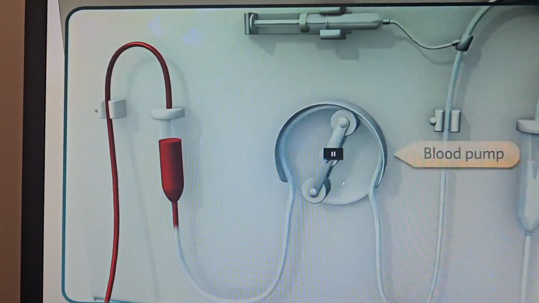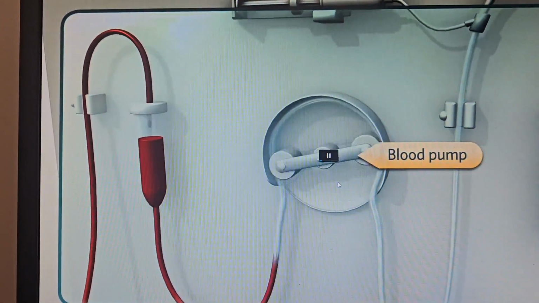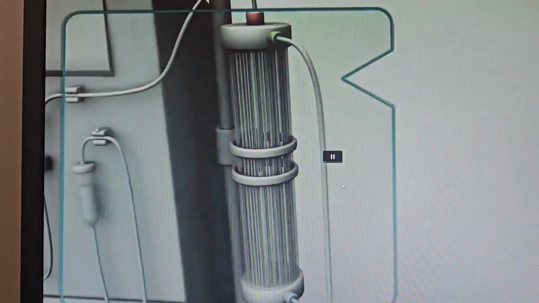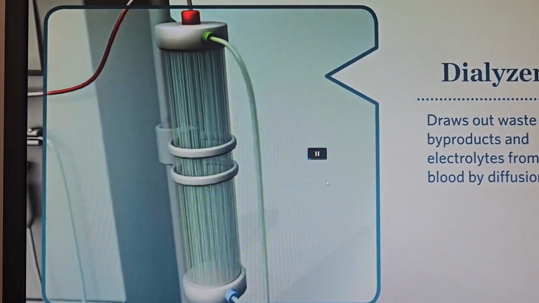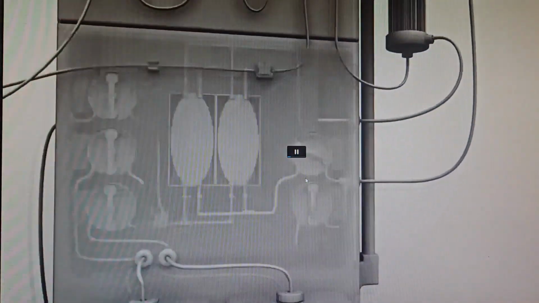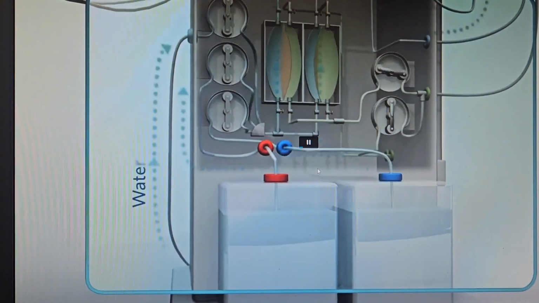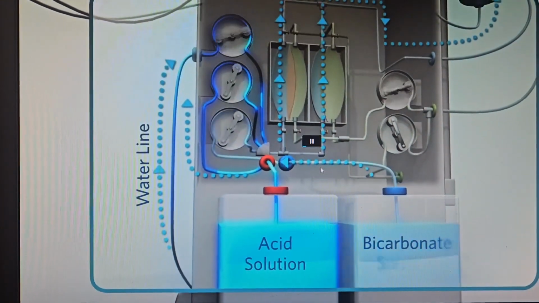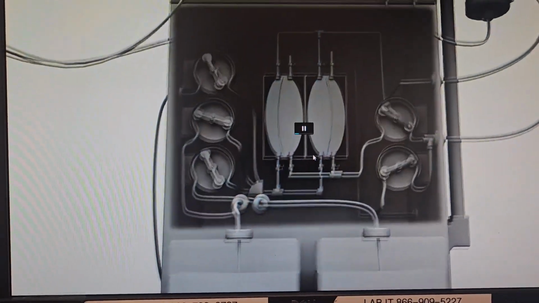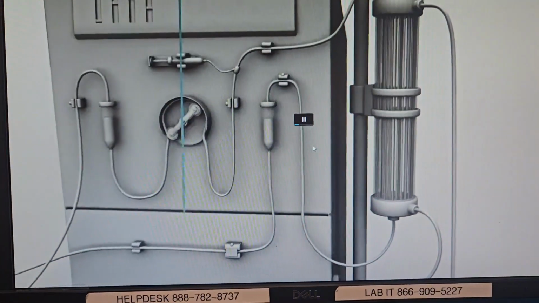Once the patient is connected, a pump draws blood from the arterial line in the patient to the primary component of the dialysis machine, the dialyzer. At the same time the blood is drawn to the dialyzer, the machine also pumps in dialysate, a solution consisting of treated water, acid, and bicarbonate. This solution also enters the dialyzer but never comes into direct contact with the blood.